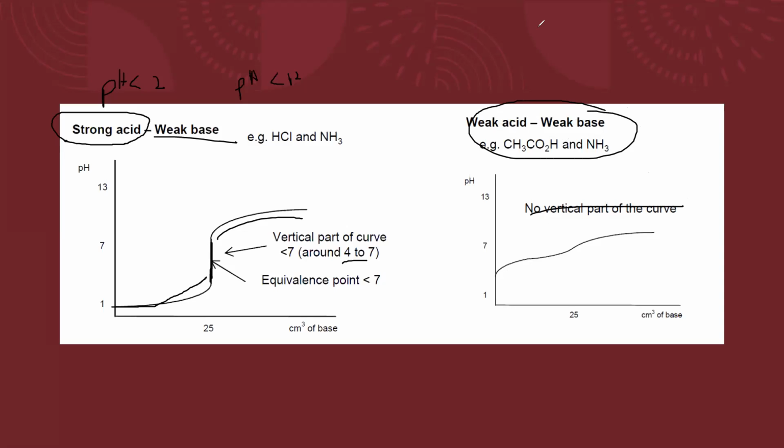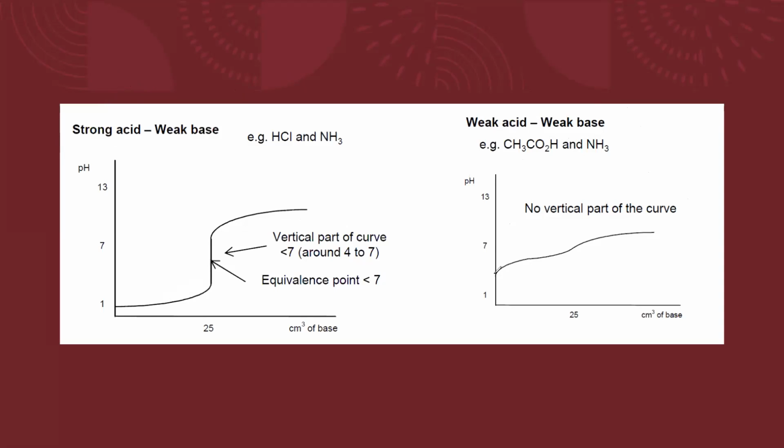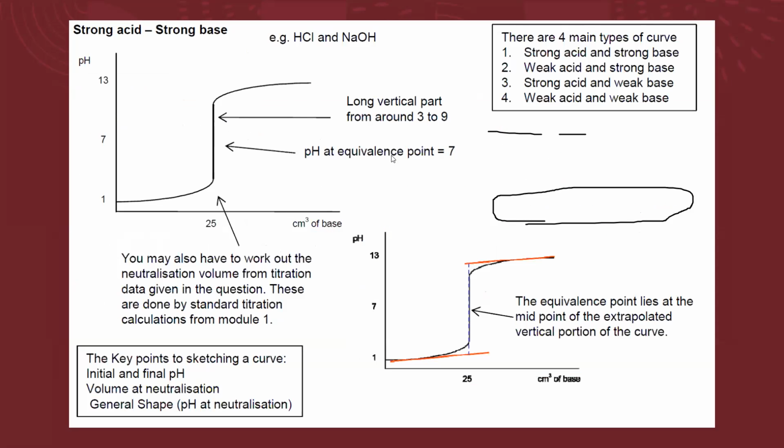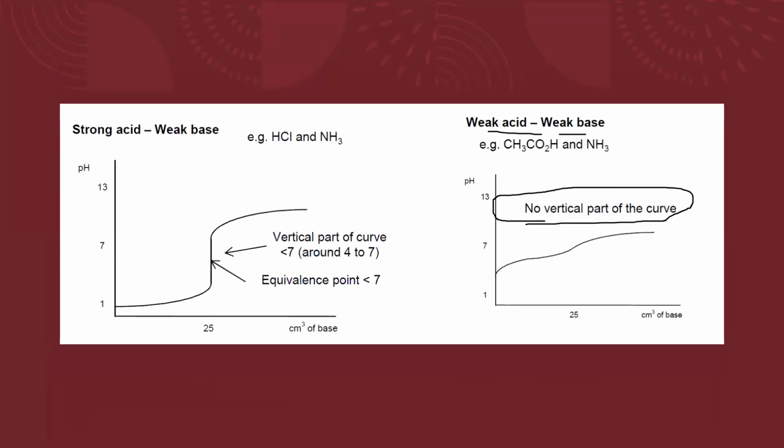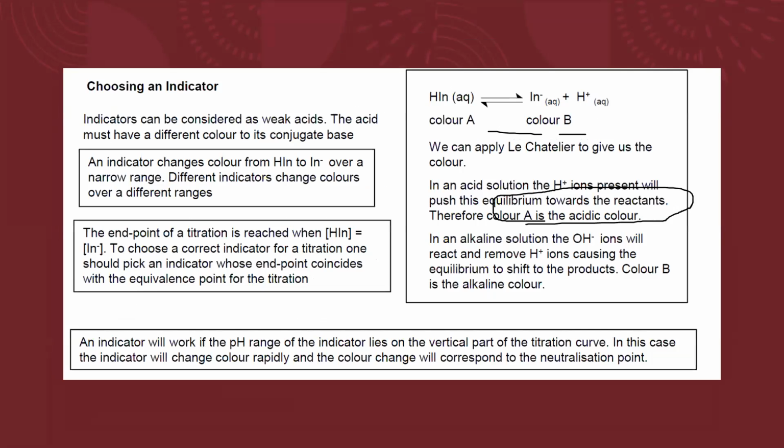Why is there no vertical part? Because the pH change occurs over a very small range, that's why this part is not exactly vertical. It will start around 3 and end around 10 or 11. So when it is completed, it's not a vertical part, it's still a curve. So it's difficult to sketch the graph for weak acid and weak base. We can easily sketch the graph for strong acid and strong base, with the vertical part from 3 to 9, for weak acid and strong base from 7 to 9, and for strong acid and weak base from 4 to 7.